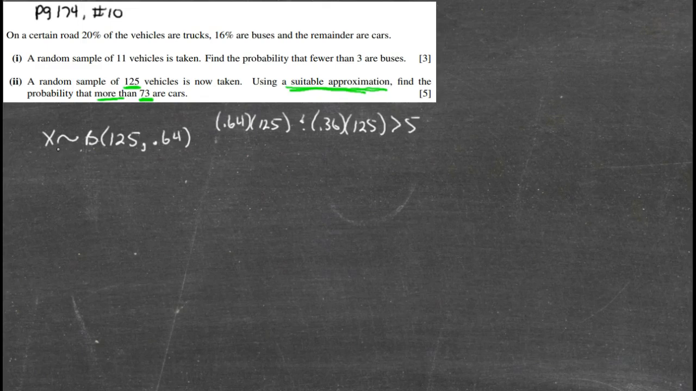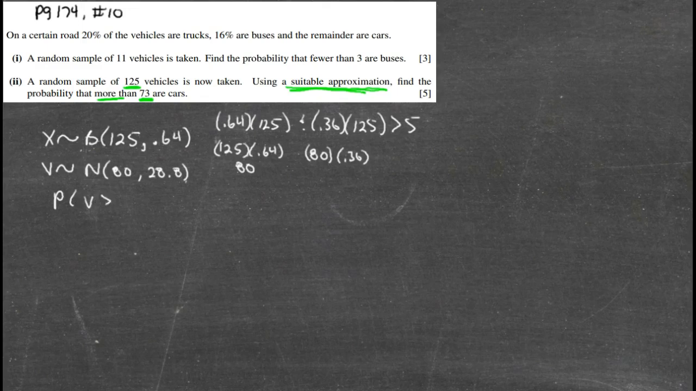So I'm going to go ahead and write this as a normal distribution. V is normal distribution. And now I take the number of trials times probability of success, and that's going to give me my expected value, or my mean. And when I do that, I'm going to find out that it's 80. So I fill that in. And then when I take the 80 times probability of failure, that's going to give me my variance. And that is going to be 28.8. All right, so now I just proceed like a regular problem.